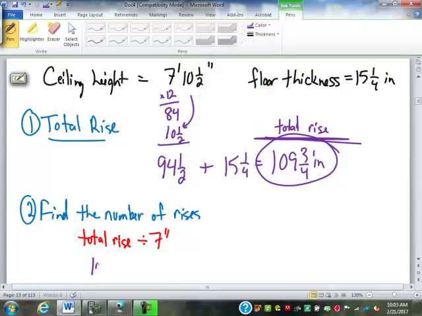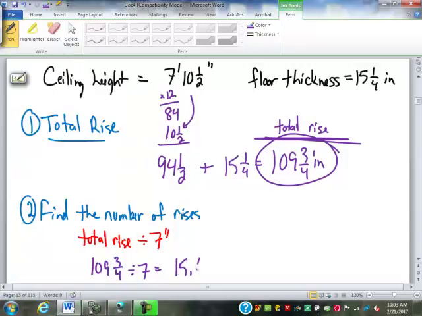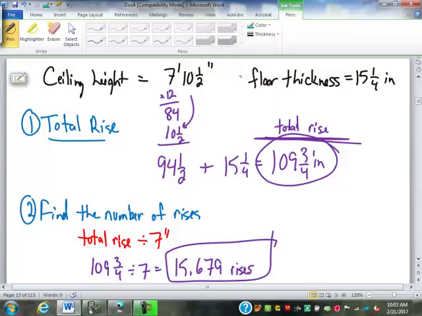So we've got 109 3/4 divided by 7. So I'll put it into my calculator, 109.75 divided by 7 is going to give us 15.679. So 7 inches would give us 15.679 rises.